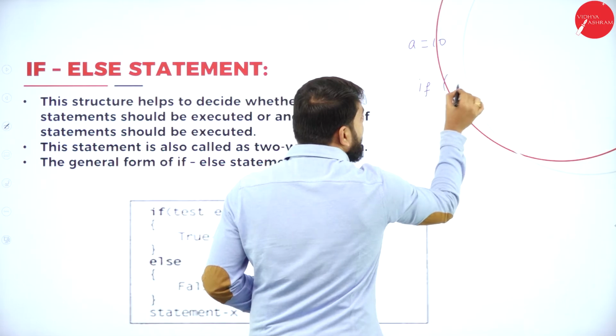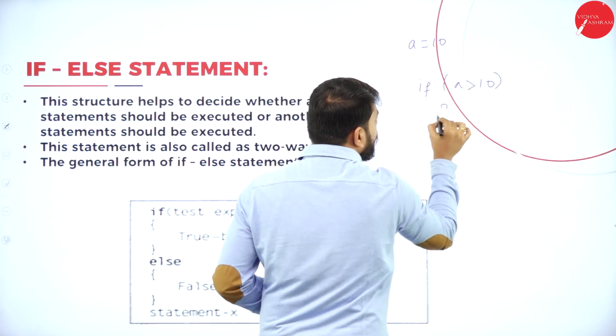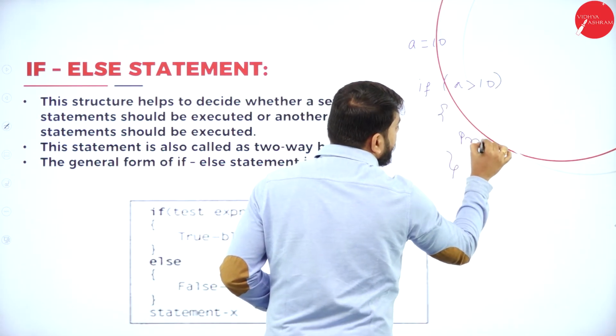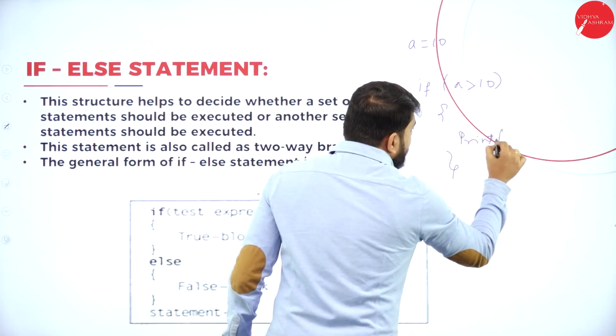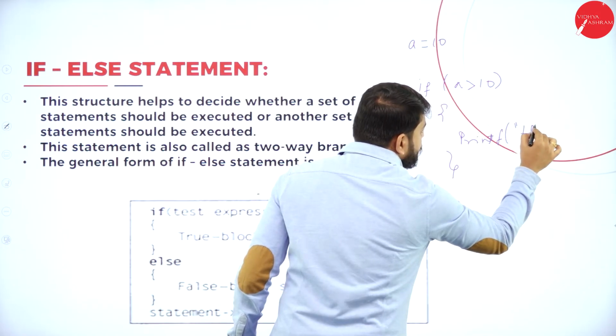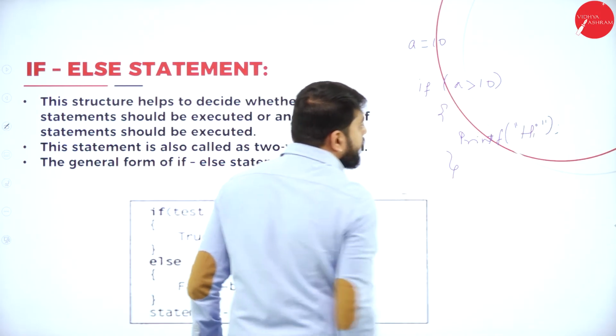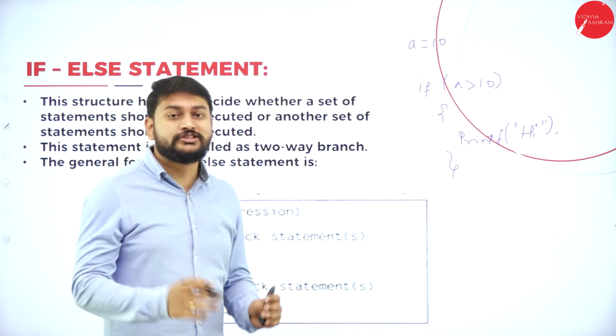If A is greater than 10, print high. This is what I have discussed. Let me just raise it. Print F high. All right, so this is what we have done, and this is what we discussed in my previous example.